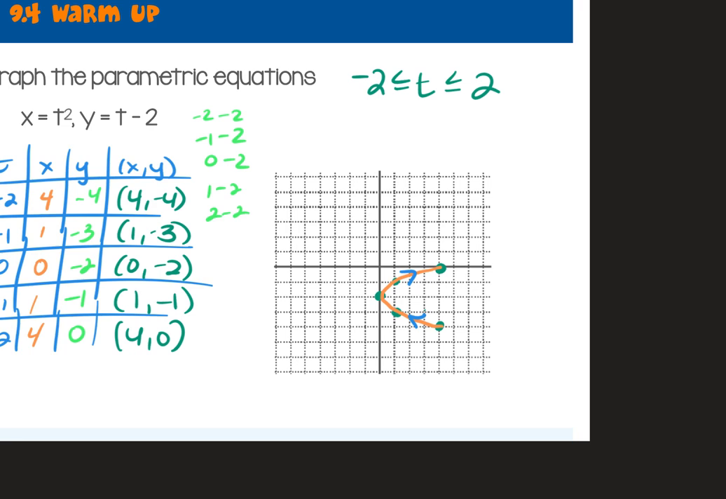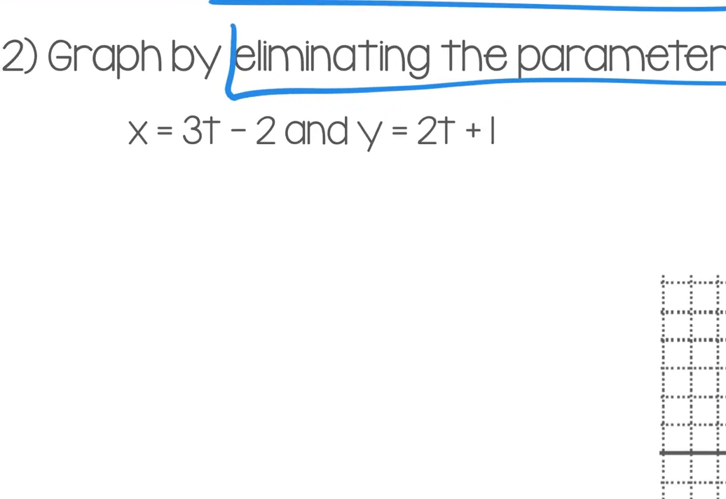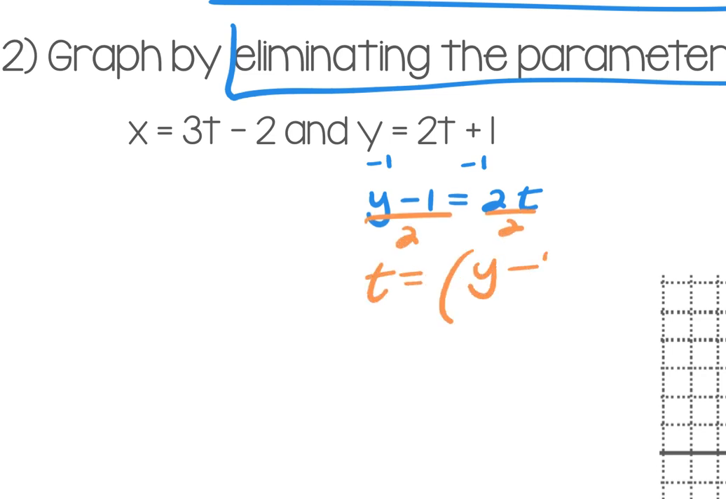Okay, then came eliminating the parameter. So eliminating the parameter means get rid of t. So I'm going to look at these two equations, and I've got to isolate t. Both of them have a coefficient, so you're going to have to move something and then divide. So let's pick one. Which one do you want to solve for, x or y? Y. Okay, so we're going to subtract the 1. Y minus 1 equals 2t. And then I'm going to divide both sides by 2. Y minus 1 over 2.